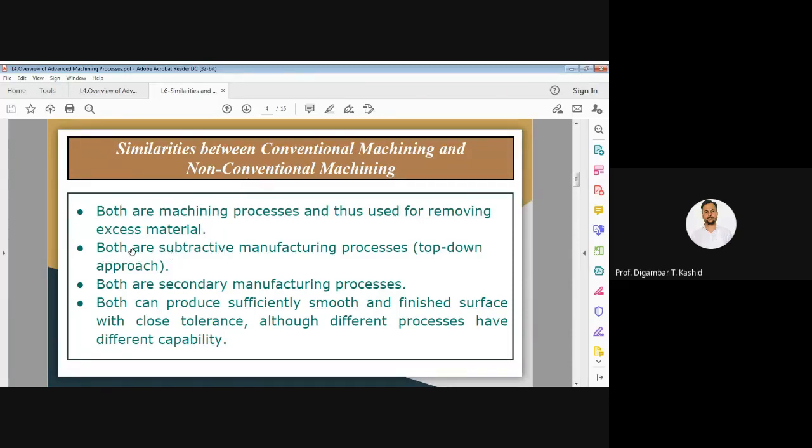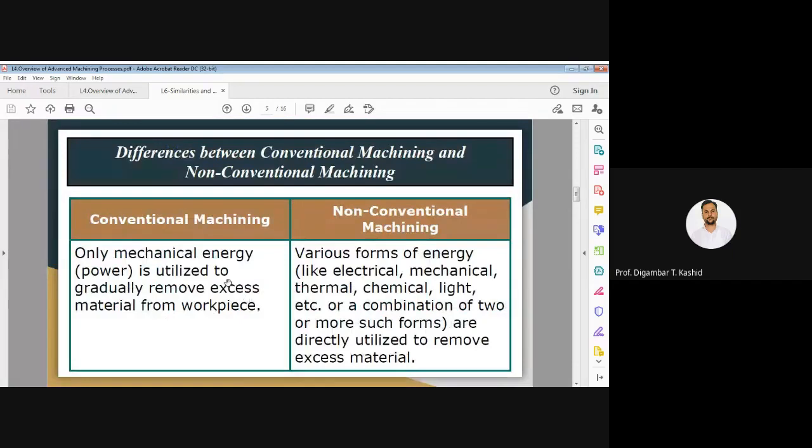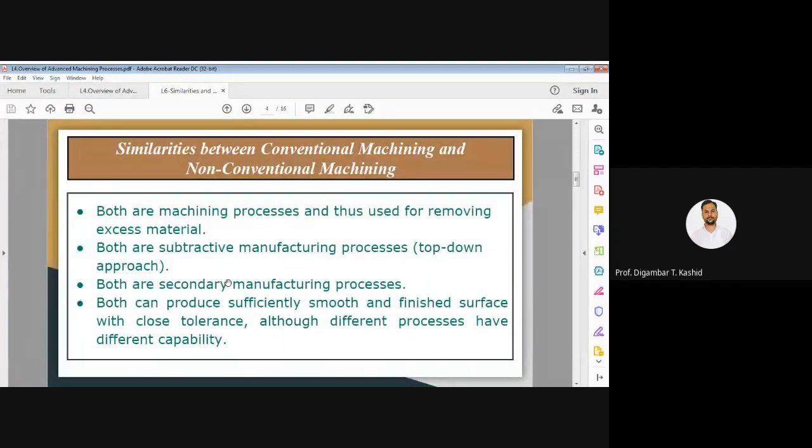The second similarity is that both are subtractive manufacturing processes, that means it is called the top-down approach. Also I have discussed that both are secondary manufacturing processes. Both can produce a sufficiently smooth finished surface with close tolerance, although different processes have different capabilities. So these are just general similarities.